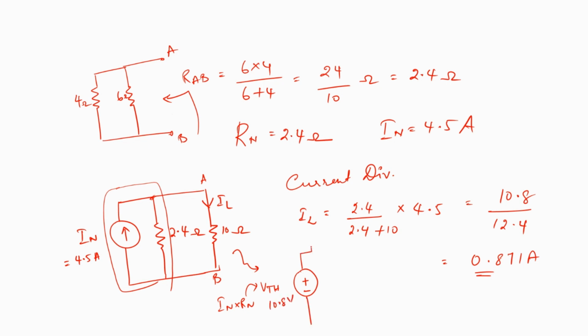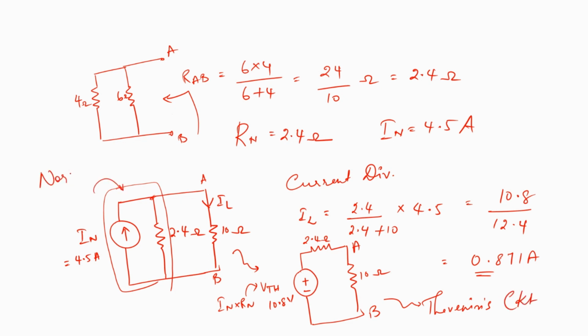This will be in series with RTH, which is nothing but Rn, so 2.4 ohms. And then we have our 10 ohms load. So this is nothing but the Thevenin's equivalent circuit. Whereas this one that we have obtained with the current source is the Norton's equivalent circuit. So the two are nothing but a source transformation away from each other.